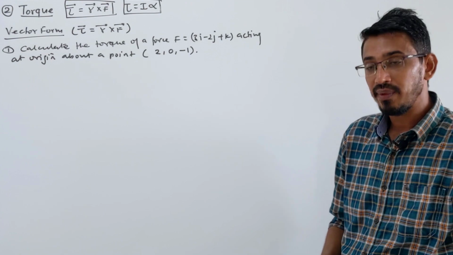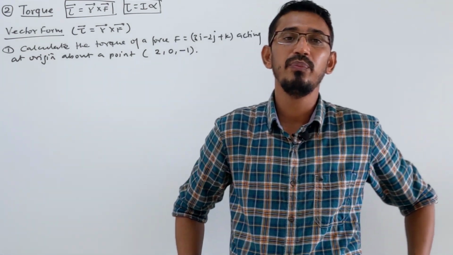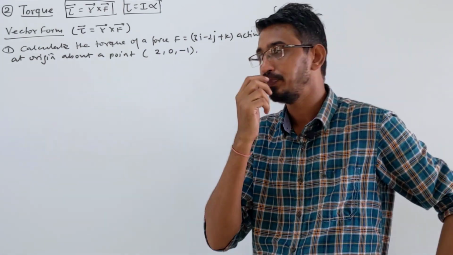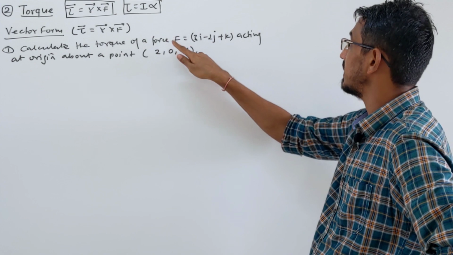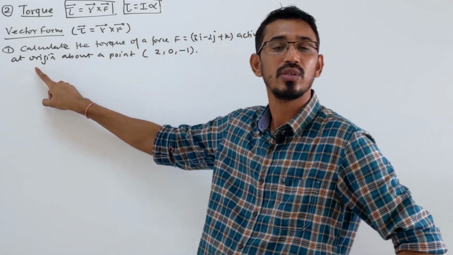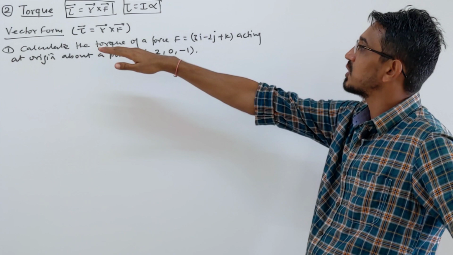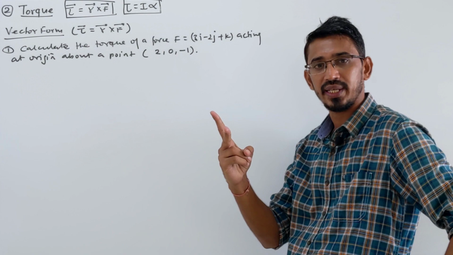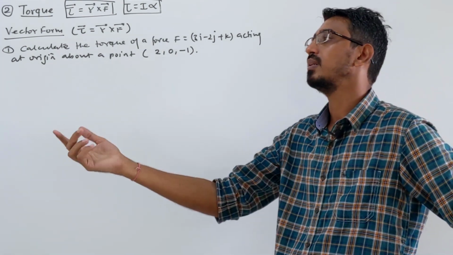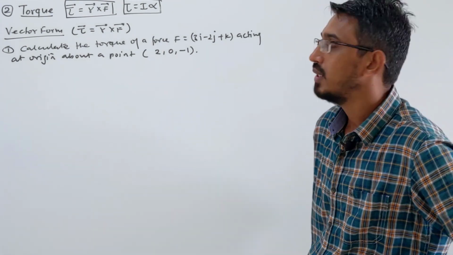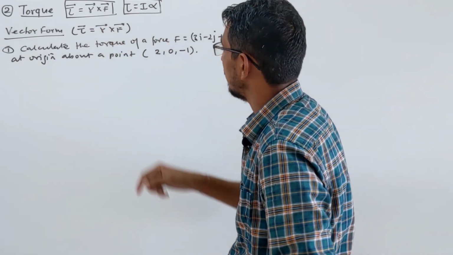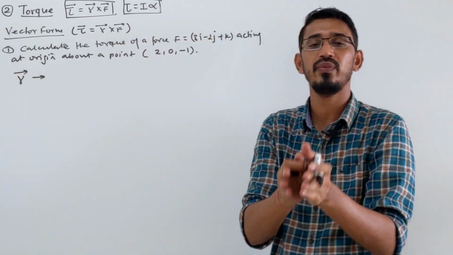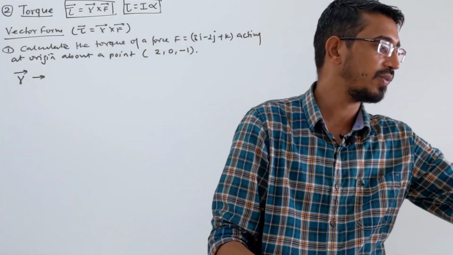Here always 2 points will be given: one point where the force is acting and one point about which this body will be rotating, or where the torque is happening. Like here, force is acting at the origin, meaning 0, 0, 0. They ask you to calculate torque due to this force about that point. So what is this R? This R, you start from the point where force is acting and you go to the point where the body is rotating.